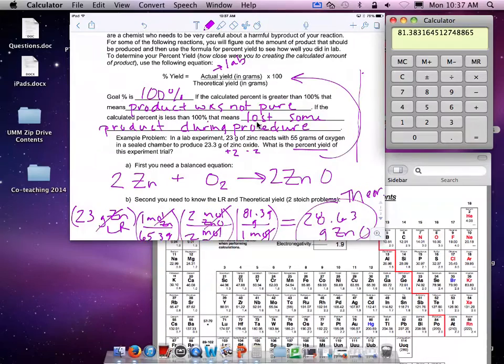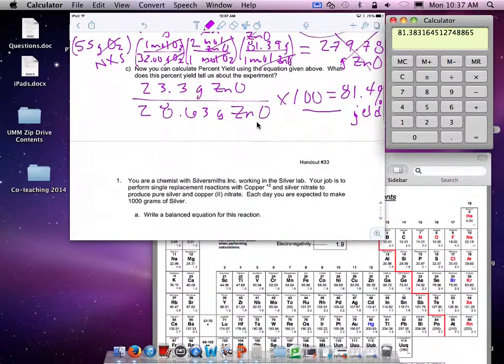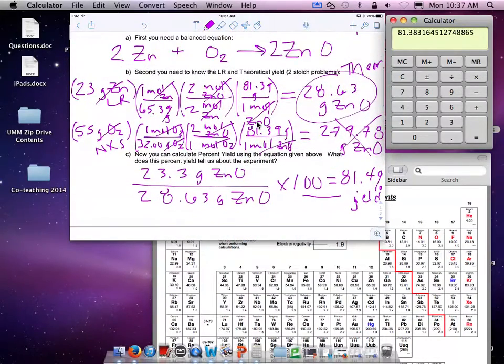All right, so now I'd like you to continue on and do some practice with percent yield. So always figuring out your theoretical from math and the actual from lab, actual over theoretical times 100. Goal is 100%, and if it's less than 100, it means you lost some product somewhere. If it's over 100, it means your product was impure. And that, again, you would know more specifically when you looked at your specific lab procedure.